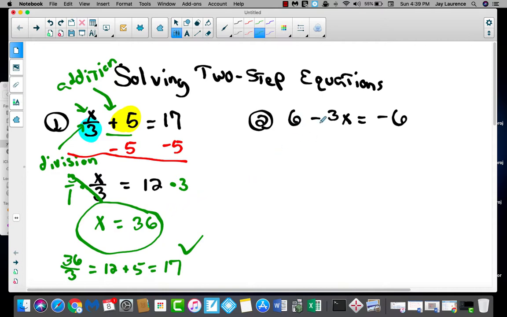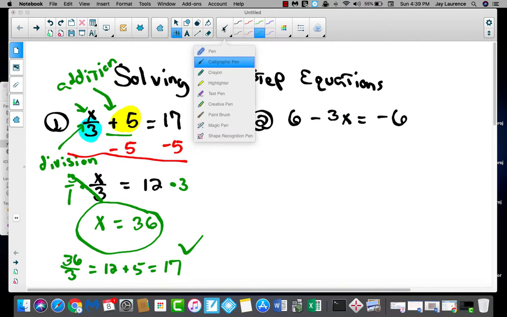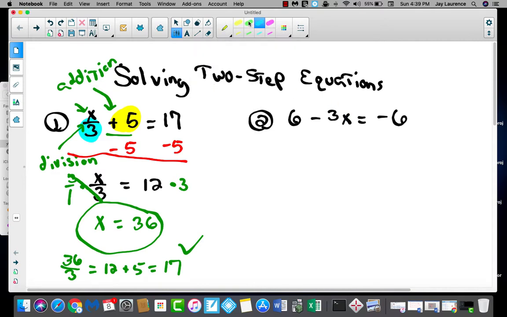Okay, number 2. My goal is to get x alone. That hasn't changed. What numbers are keeping the x from being alone? Well, let's see here. I have a 6, and I'll point out to you that's a positive 6, and I have a negative 3. How is the negative 3 attached? Well, that's multiplication. There's multiplication going on right here. A number next to a variable means multiply.